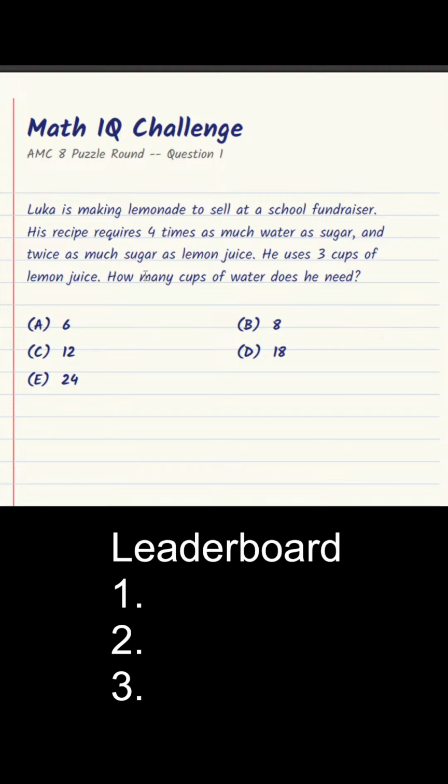So the question is that Luca is making lemonade to sell at a school fundraiser. His recipe requires 4 times as much water as sugar and twice as much sugar as lemon juice. So he uses 3 cups of lemon juice. So how many cups of water does he need? And the options are option A 6, option B 8, option C 12, option D 18, and option E is 24. So these are all the options, and then you can choose any one of them if you get the answer, and then you can comment it in the chat.